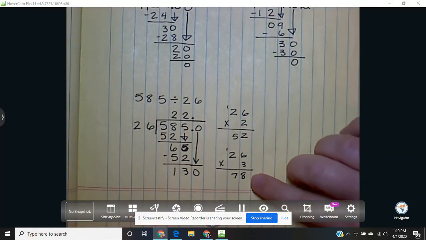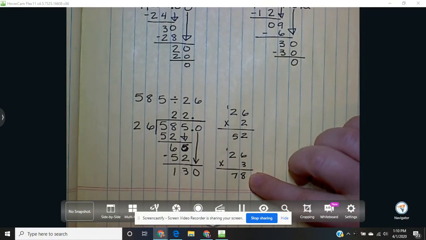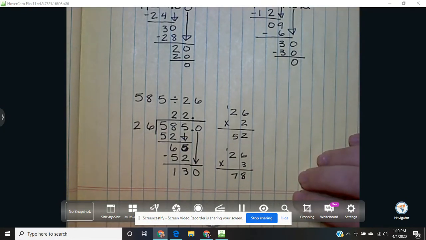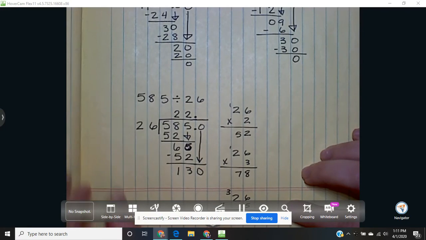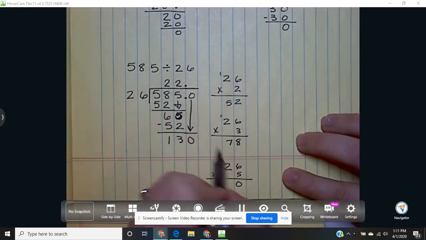I know that 3 is not enough because I'm at 78. So I'm just going to guess at 5. The reason I'm guessing 5 is I noticed that 130 ends in a 0. And all multiples of 5 end in a 5 or 0. So that's why I'm just guessing 5. So 26 times 5. 6 times 5 is 30. 5 times 2 is 10. And I don't know if you can see that, I'm sorry. There you go. 5 times 2 is 10, plus 3 is 13.